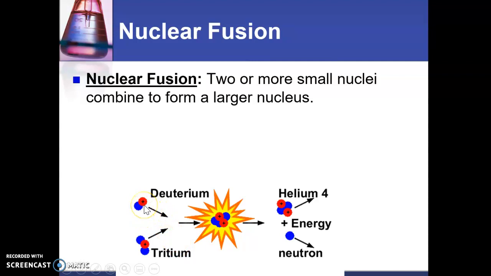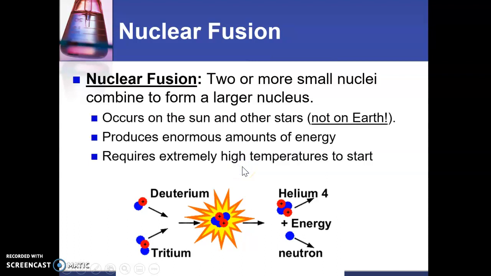Most hydrogen doesn't have any neutron, but this one has 1 neutron and this one has 2 neutrons. But notice they just have 1 proton, so that's hydrogen. And when you combine them so that it has 2 protons, we get helium. And in the process, we get so much energy that you have probably been burned from this before. This only occurs on the sun or stars. We cannot get it to work very well on Earth yet because it requires extremely high temperatures to start. But if we could get it to work, this would be a fantastic energy source.